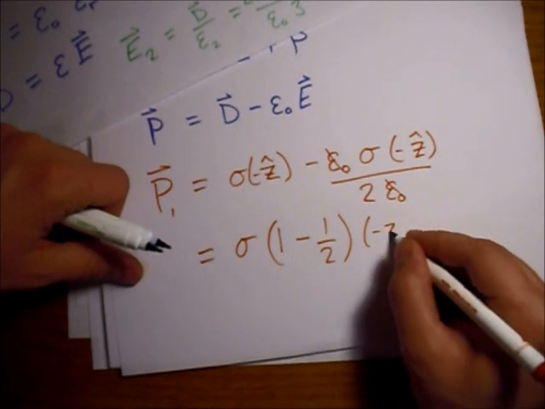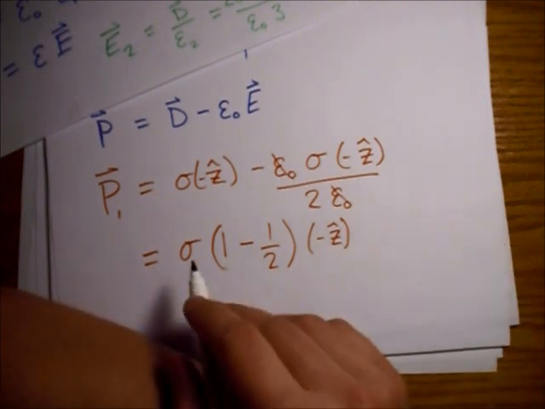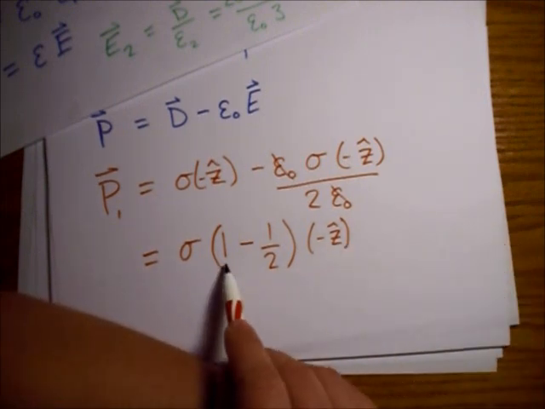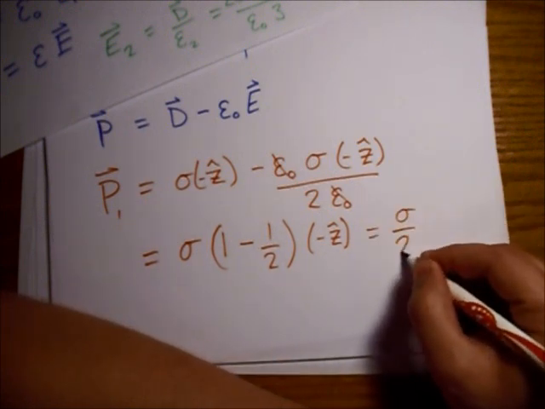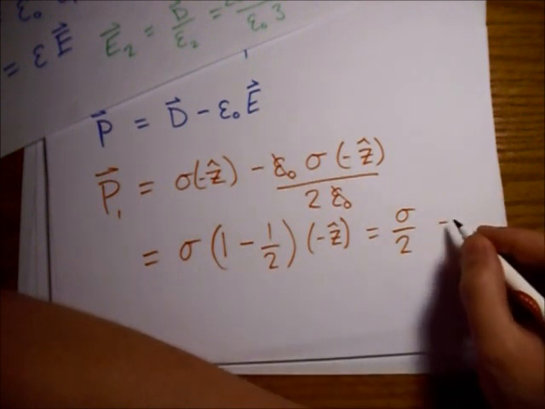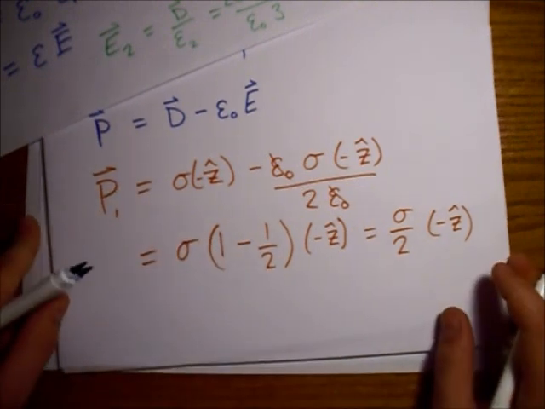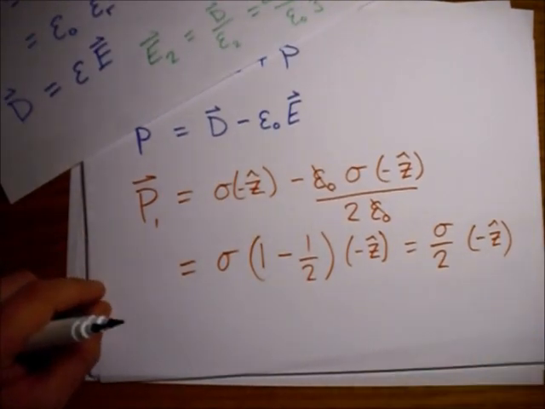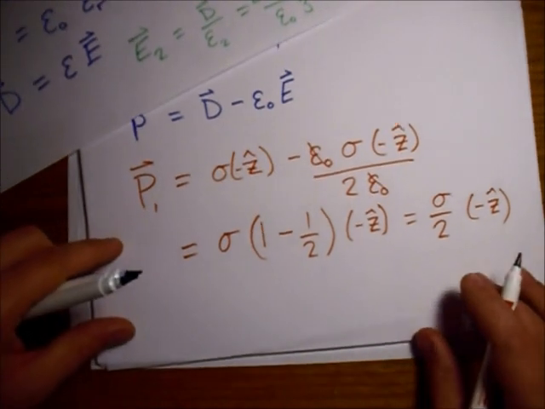And of course, we're keeping our minus z hat still here. So 1 minus 1/2 is just 1/2. We just get a sigma over 2 in the minus z hat direction. Okay. Just trying to find in my notes, make sure I'm doing this right. Yeah, I think so. Looks good, I think.